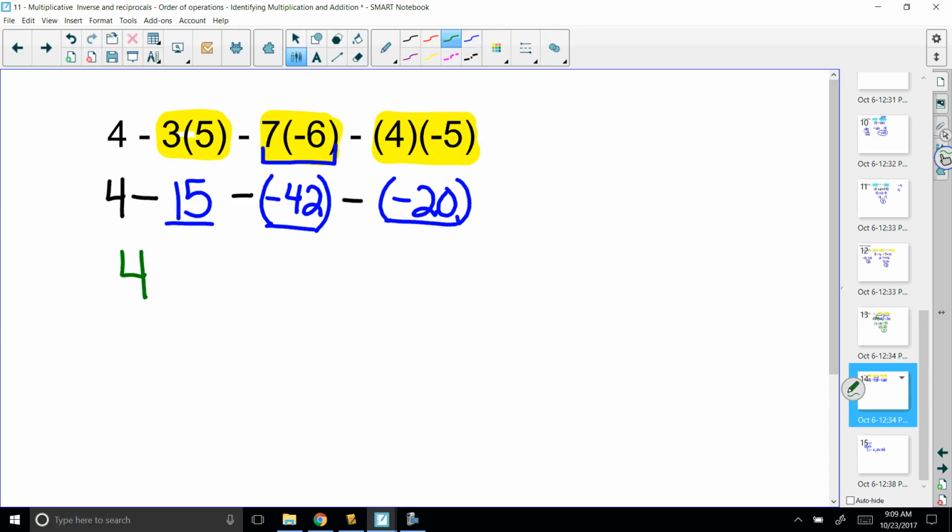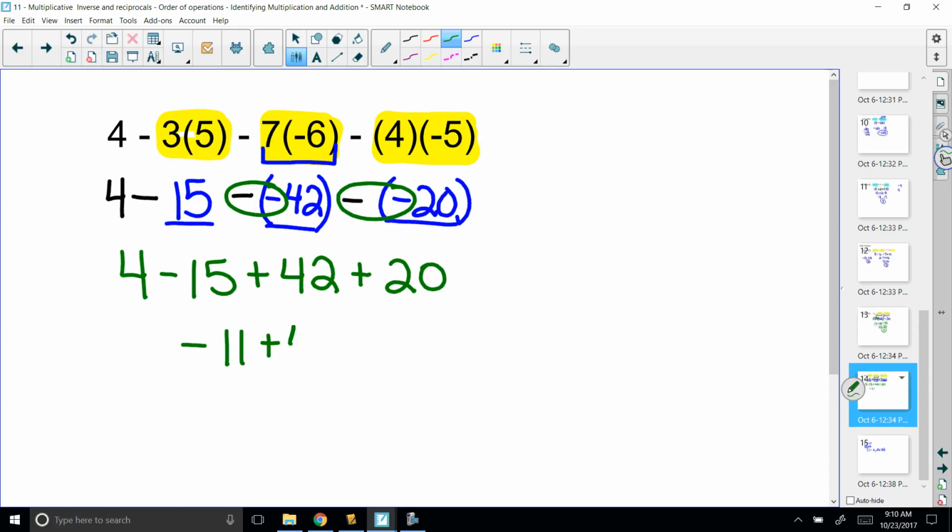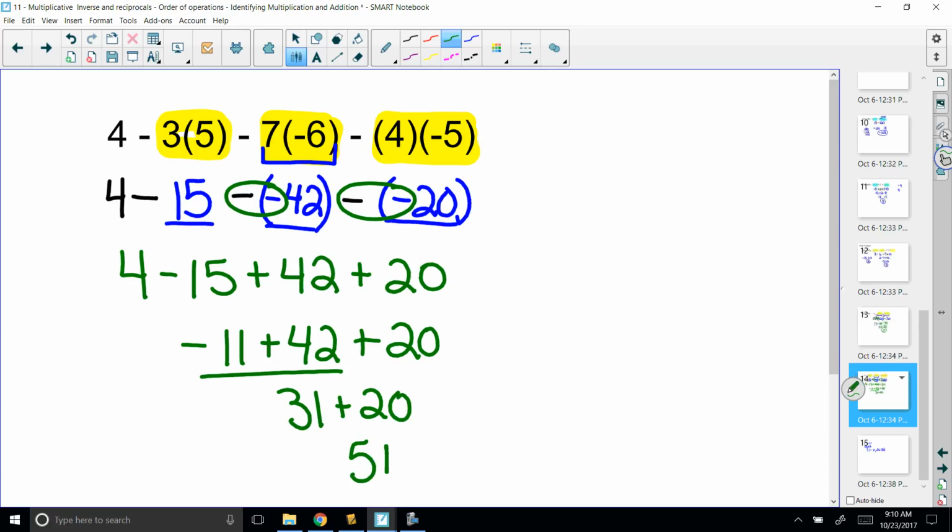So I have 4 minus 15. What happens right here? Changes it to addition. The opposite of negative 42 is positive 42. Right here, you're going to end up with addition again. Did you go from left to right, or did you group? Left to right. What is 4 minus 15? Negative 11. Plus 42 plus 20. What's negative 11 plus 42? 31 plus 20. Your answer is 51.